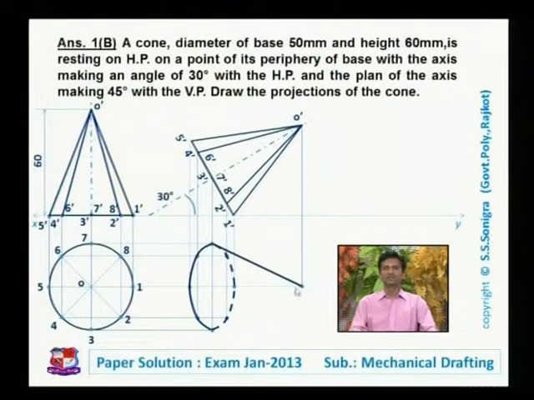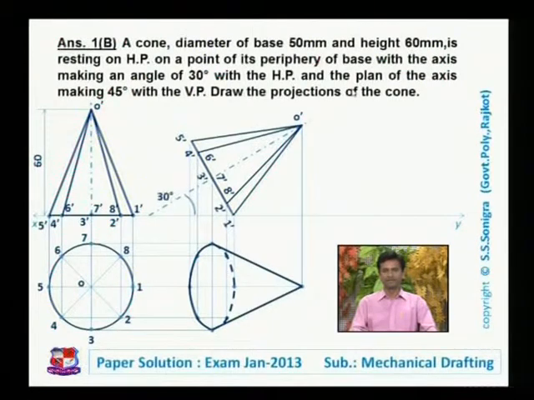Now join this apex point with this elliptical shape such that this line becomes tangent to this ellipse and passes through this apex point. Similarly, here also draw a line like this such that it passes through this apex point and becomes tangent to this ellipse like this. So this is the top view of the given solid. This is front view and top view.